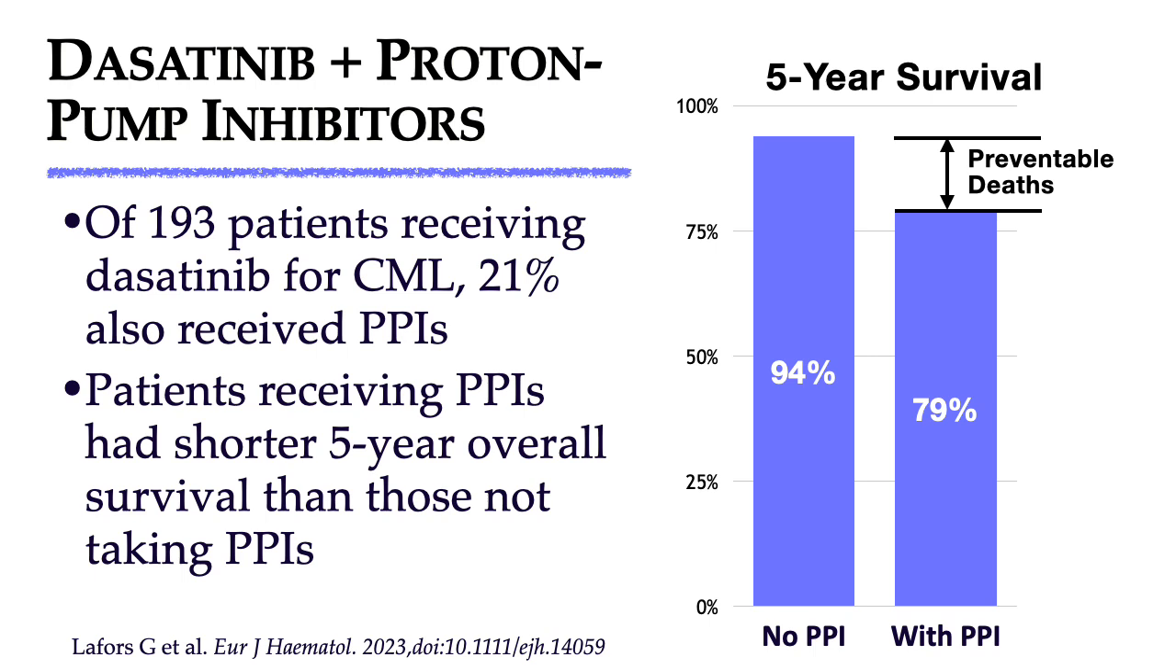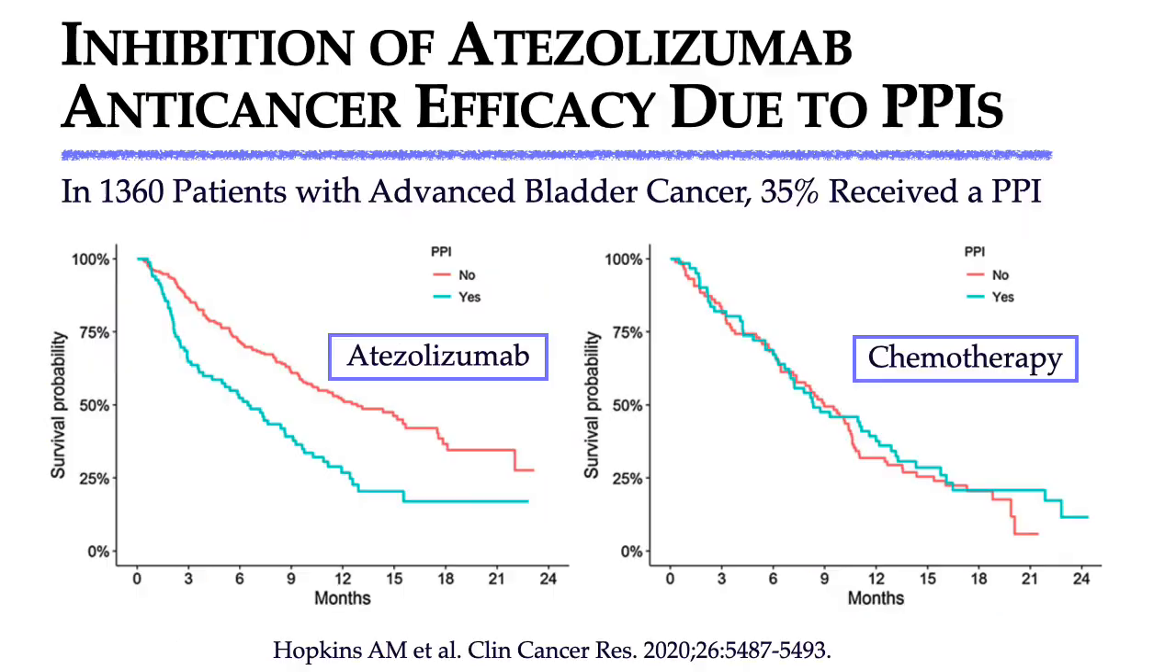Here's one study. People on dasatinib for leukemia, and an amazing 21% of them also received PPIs. And those who did receive PPIs had shorter 5-year overall survival. You see that on the right, reduced survival. So those were preventable deaths. Now, some of these people eventually might die anyway, but some of them would probably not. So this is a tragedy, basically. And Jean-Luc was very upset about this because I started emailing with him about this.